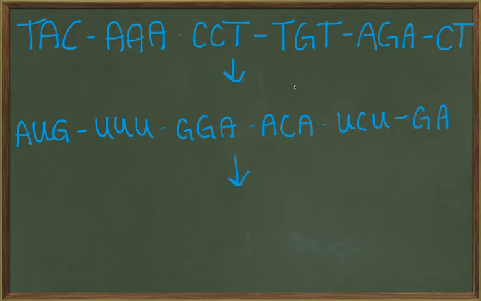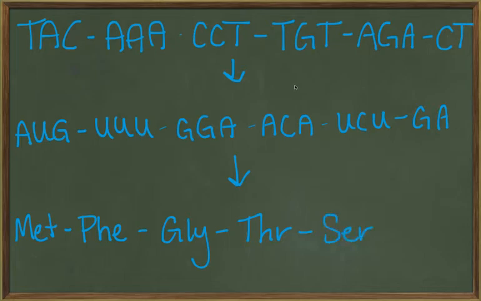Now take me into my amino acid sequence. I know AUG has to be methionine. UUU hasn't changed. I know that's still phenylalanine. Now I have a difference though. GGA corresponds to glycine, not the tryptophan that should be there. Then you have ACA, which corresponds to threonine. Then you have UCU, which is serine. And technically, you would have a stop here because you can't go any further. But you wouldn't necessarily have to put that. You can just assume that you're going to stop because you don't have another codon.